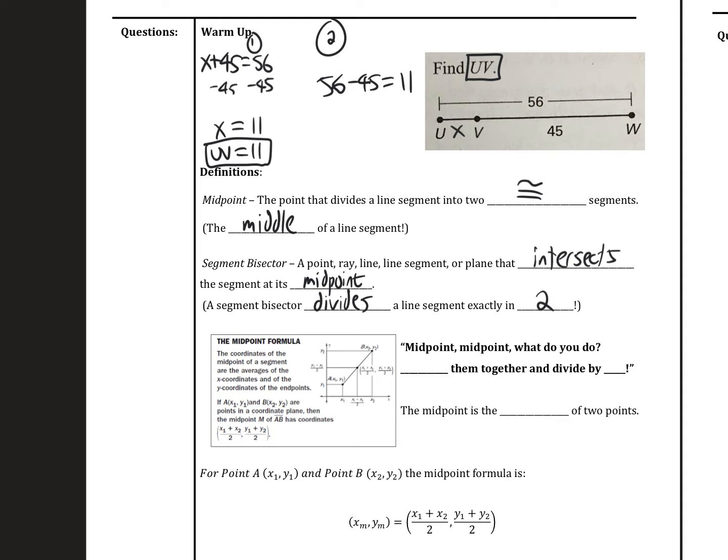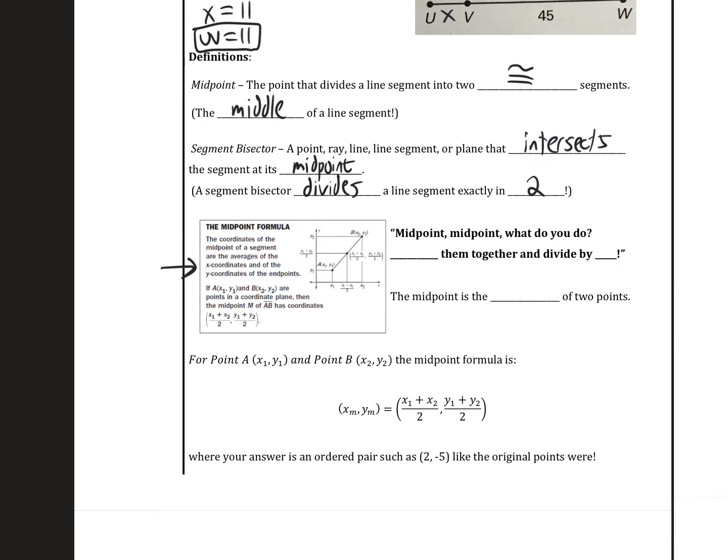Okay, so here, these boxes right here, I don't really like that much. They're in the notes for some of these, but we're going to do some easier versions of this too, okay? So the formula, we have a little rhyme to help us remember how to find the midpoint of a line. It is: midpoint, what do you do? Add them together and divide by 2. Okay, so it's midpoint, what do you do? Add them together and divide by 2. Another way to say this is that the midpoint is the average of the 2 points. Average of the 2 points, okay?